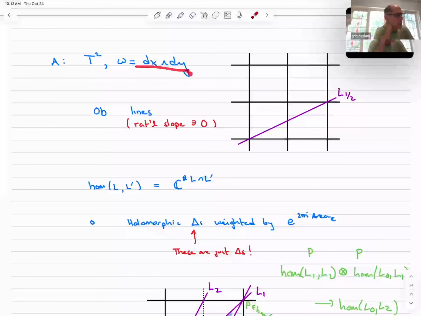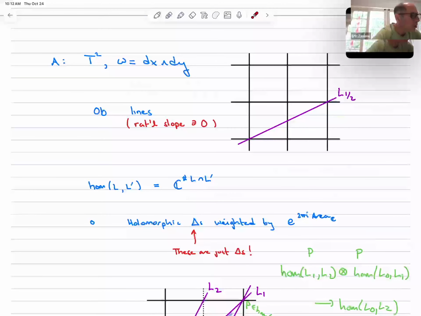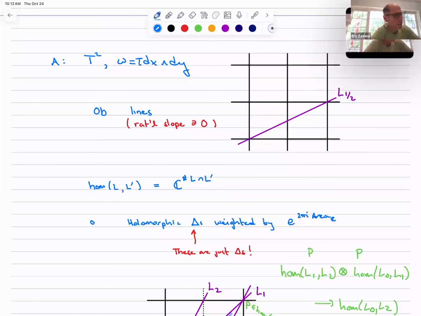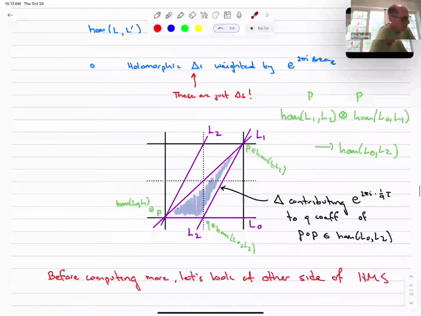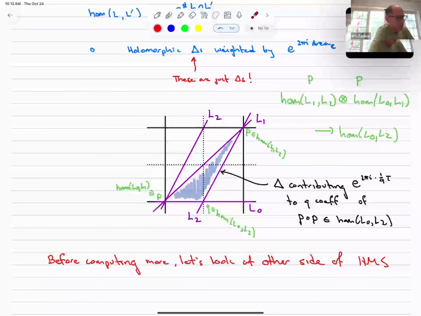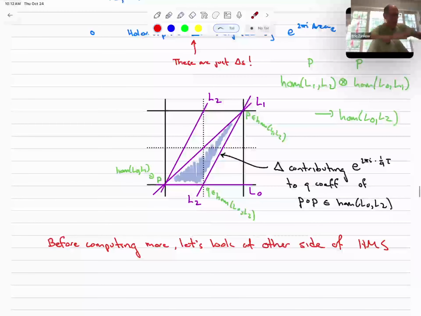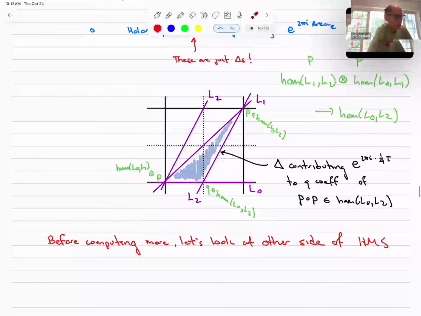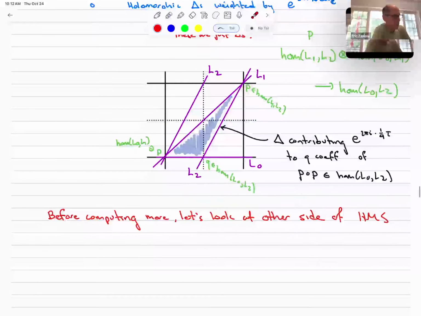Remember that we're using the area form, tau dx dy. Okay, so before computing the full composition, which will involve all triangles, let's look at the other side of mirror symmetry.